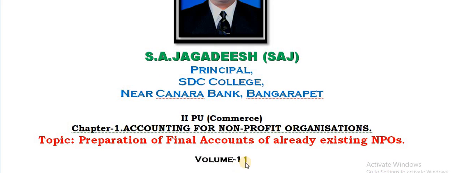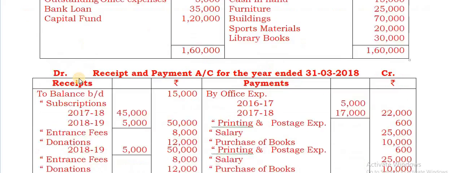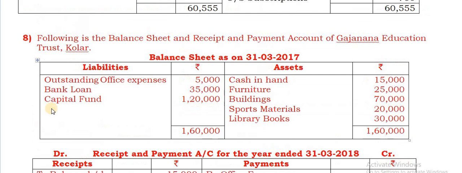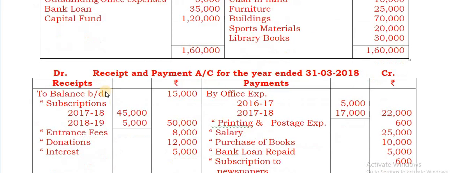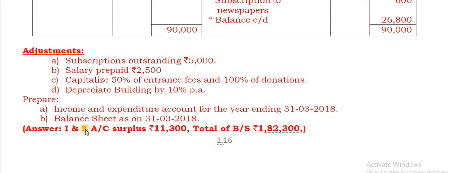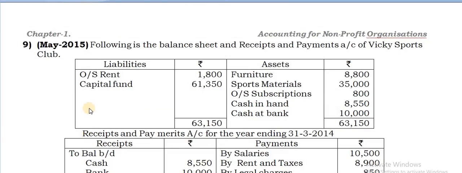So we'll be going for the 11th volume of chapter non-profit organizations. I hope the last problem, the 9th problem, would have been completed as homework. In between, I'm skipping the 8th problem. It's not that I'm totally avoiding it; I'll come back to that. When expenses or incomes are given year-wise, those problems I'll take up a little later. Let me first complete those which are given combined.